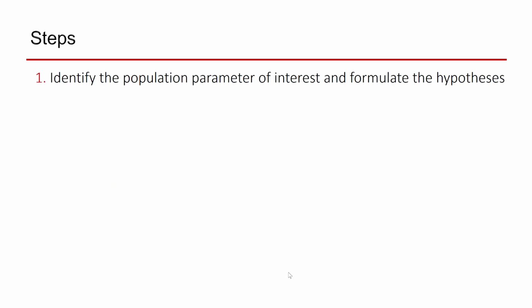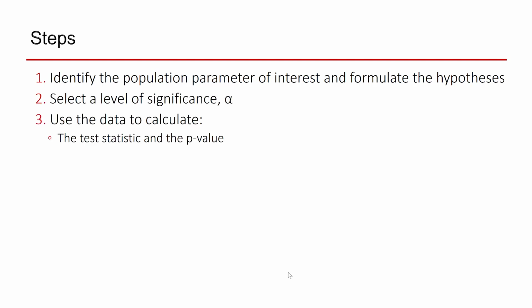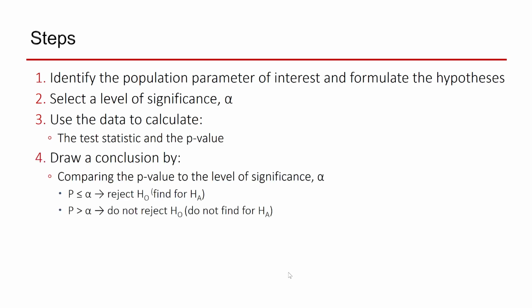So again, our steps for a hypothesis test are to identify the population parameter of interest and formulate the hypotheses, figure out your level of significance, alpha, use the data to calculate your test statistic and the p-value, and then draw a conclusion by comparing your p-value to the level of significance, alpha. If p is less than or equal to alpha, you're going to reject the null and find in favor of the alternative. And if p is bigger than alpha, you're going to fail to reject the null, do not find for the alternative.